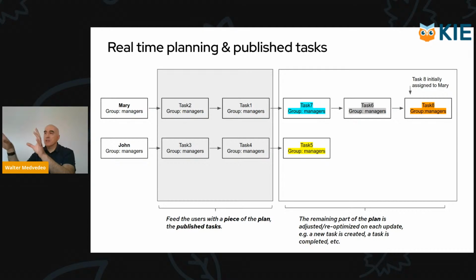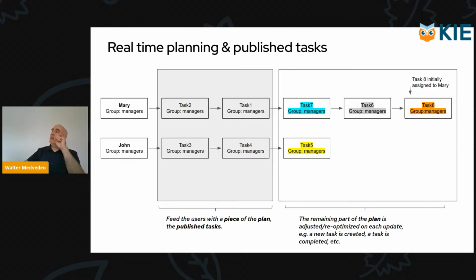And the reason we do this is because when we work with real-time planning, OptaPlanner is calculating the optimized plan all the time. Every time, for example, one of these tasks changes or a new task comes into the system or a task is completed, OptaPlanner is doing all the calculations again. And the explanation is that if you change the context, then the solution might change, right? And what we want is to always work on top of the last optimized plan.